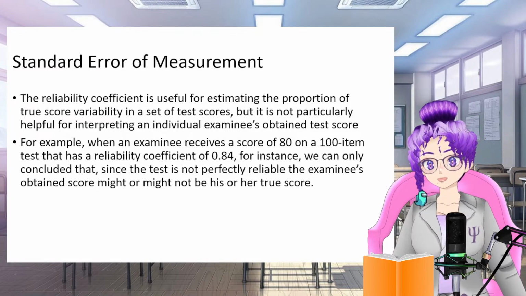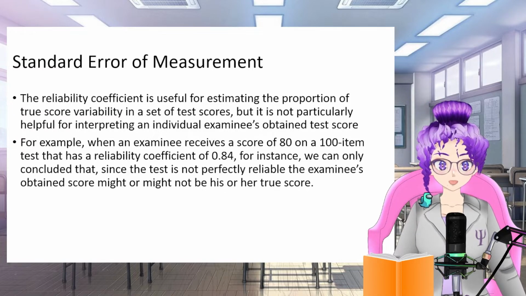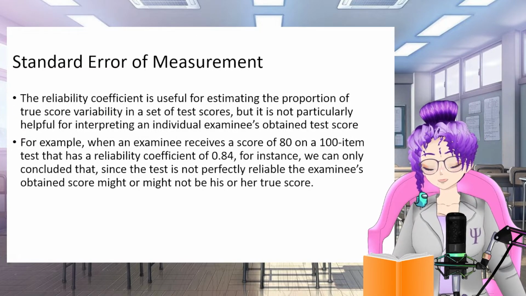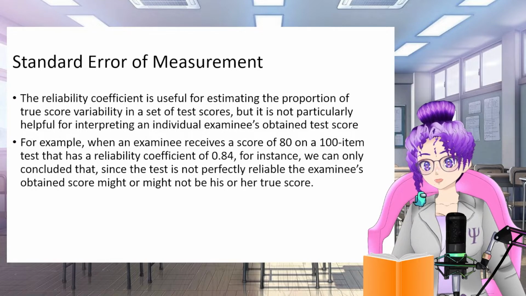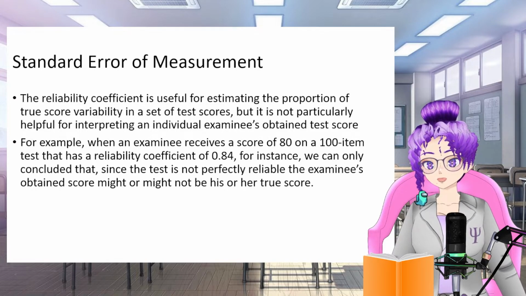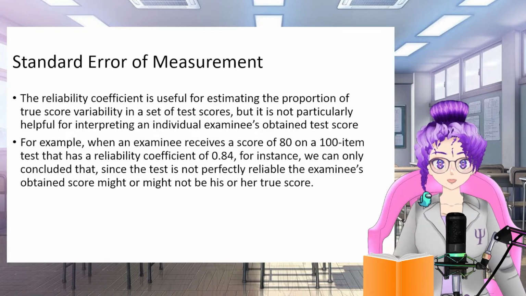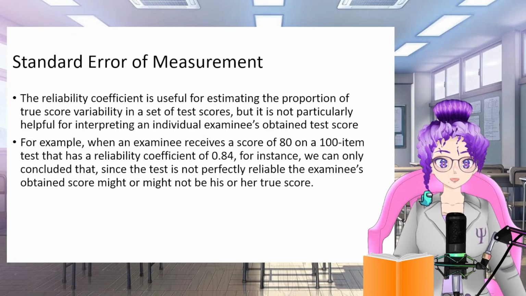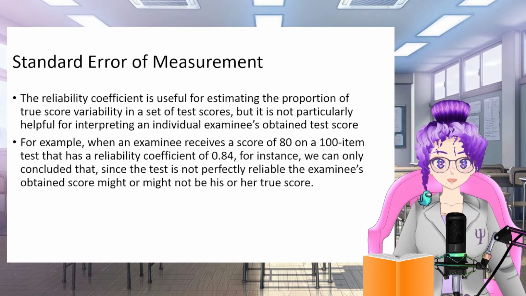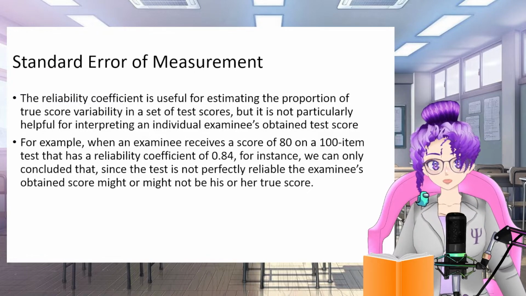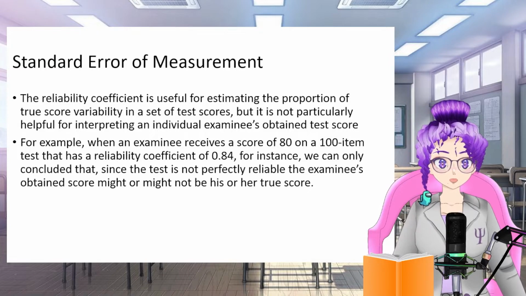For example, when an examinee receives a score of 80 on a 100-item test that has a reliability coefficient of 0.84, we can only conclude that since the test is not perfectly reliable, the examinee's obtained score might or might not be her true score. So the score of 80 here might or might not be her true performance score.